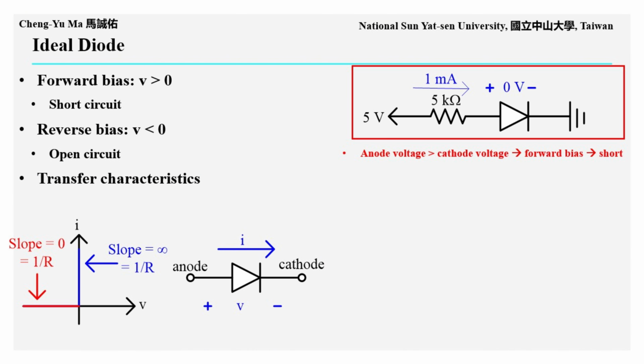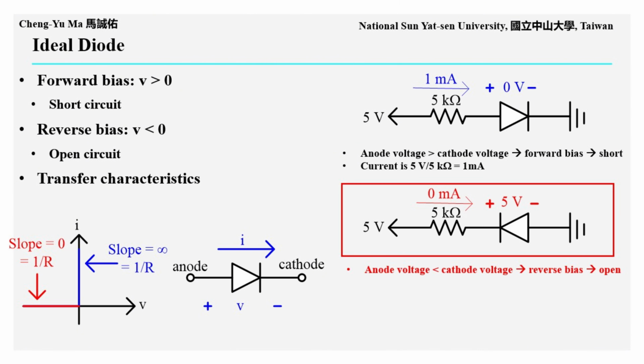From the example on the right, we can see that the anode voltage is higher than the cathode voltage. Therefore, the diode is forward biased and is equivalent to a short circuit, so the voltage across the diode is 0 volts. Therefore, the current in the entire current path is 5 volts divided by 5 kiloohms, which equals 1 milliampere.